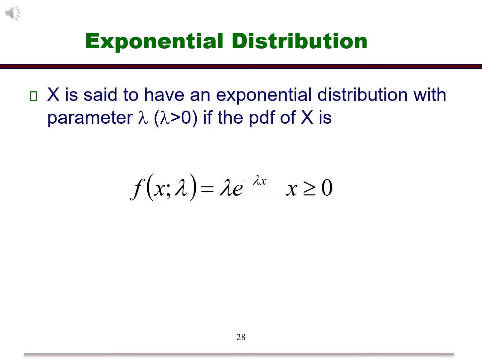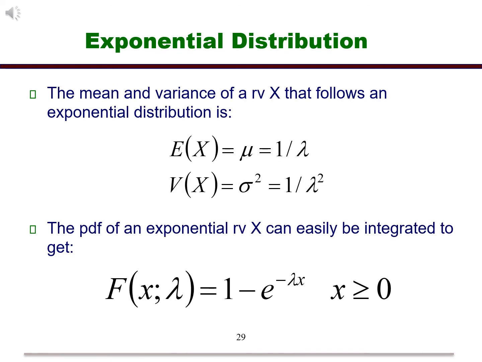The PDF for the exponential distribution is given on the slide. Notice that the parameter is given as lambda and x has to be greater than or equal to 0. The mean and variance for the exponential distribution are given in terms of lambda. These are given in the slide. The CDF is also given in the slide. Notice that it is much easier to integrate the PDF to get the given CDF in the exponential case than it was for the normal case. You can also use the exponential tables from any statistical package to find these probabilities.